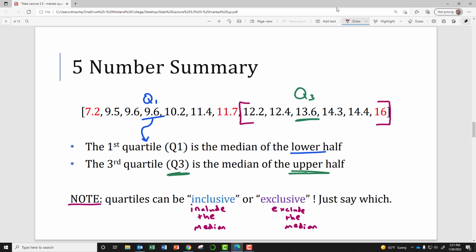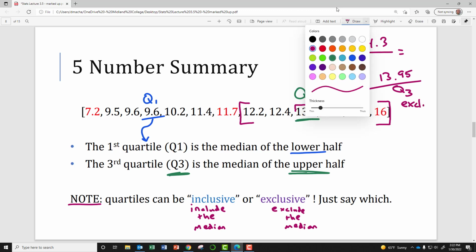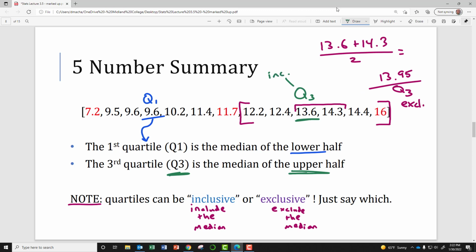If I wanted to exclude the median when I found the third quartile, I would only consider the upper half of the numbers, not including the median, and then they actually have 2 numbers in the middle. Of course, to find the median when you have an even number of numbers, we take 13.6 plus 14.3, divide by 2, and that's going to be 13.95. So this would be the third quartile exclusive. And in green, we would have the third quartile inclusive. If you included the median, you would find the third quartile was 13.6.